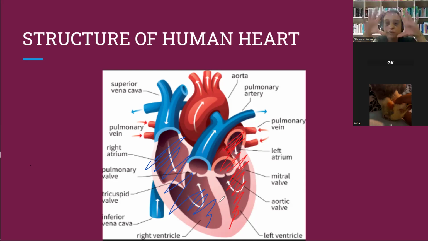So the 2 different types of blood never mix up with each other. They are pumped to 2 different destinations at 2 different blood pressures. We will discuss it now. So this is called a double circulatory system.